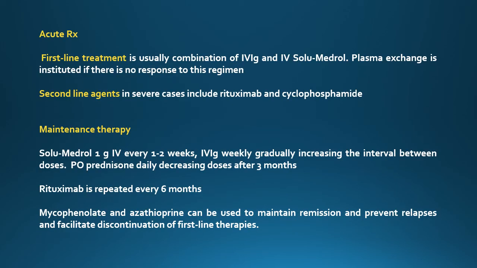Acute treatment. First-line treatment is usually a combination of IVIG and Solu-Medrol. Plasma exchange is instituted if there is no response to this regimen. Second-line agents include rituximab and cyclophosphamide.